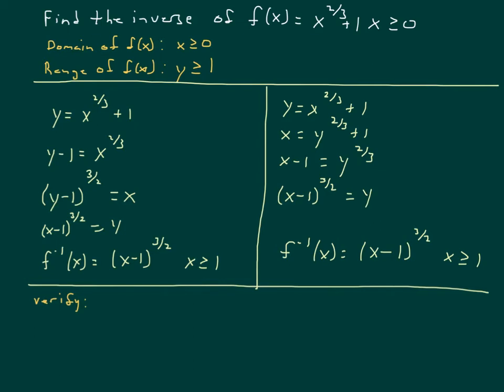And again, I want to solve for y, so I need to get rid of the 2/3 power. To do that, I'm going to raise both sides to the 3/2 power. So I get x minus 1 to the 3/2 power equals y. So in this case, F inverse of x equals x minus 1 to the 3/2 power. And again, x is going to be greater than or equal to 1.